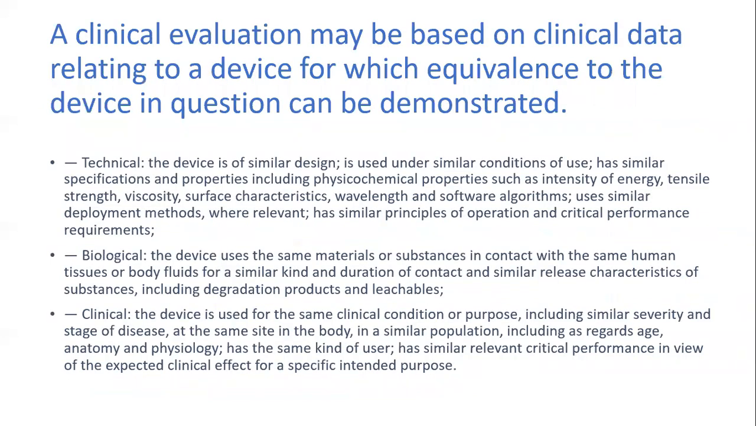So a clinical evaluation may be based on clinical data relating to a device for which equivalence to the device in question can be demonstrated. So I've already mentioned that we need to have three characteristics for which we have to demonstrate the equivalence, that is technical, biological, and clinical. So for technical, there are several aspects. If you read the MDCG guideline, I think it's 2020-5, if I remember, you will see what the characteristics are under technical, biological, and clinical.